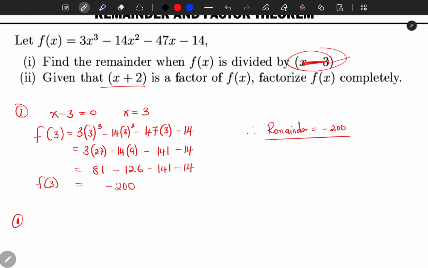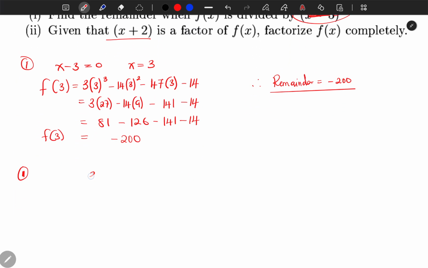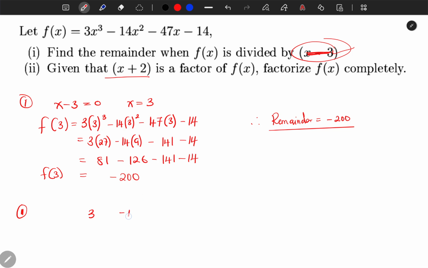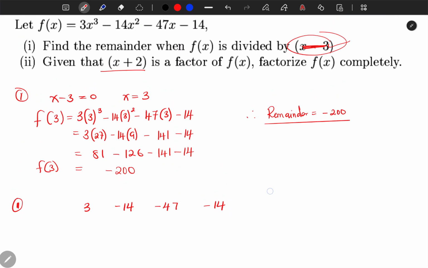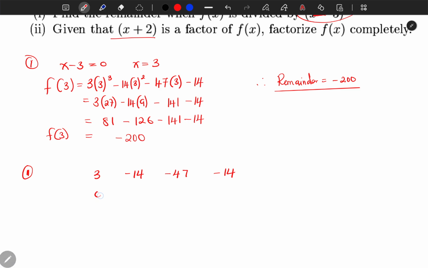So synthetic division allows you to just get the coefficients. Our coefficients are 3, negative 14, negative 47, and again negative 14. So what you do here is that the first one you just put is 0. It's very simple actually. I'll show you how easy it is. So you start with a 0. 0 plus 3, you get 3 there.